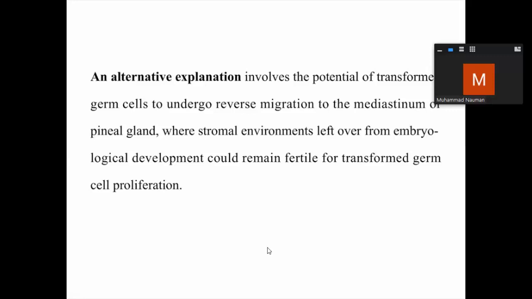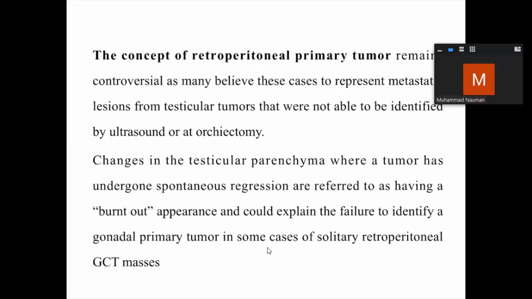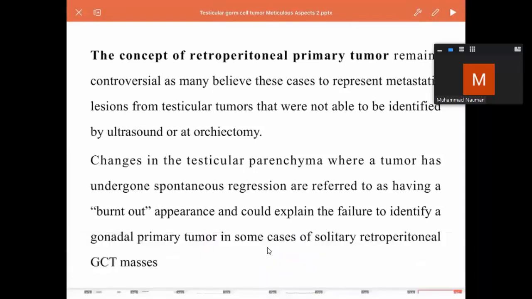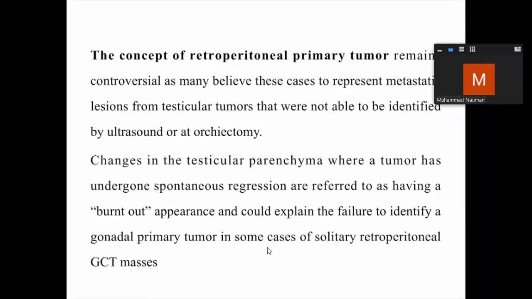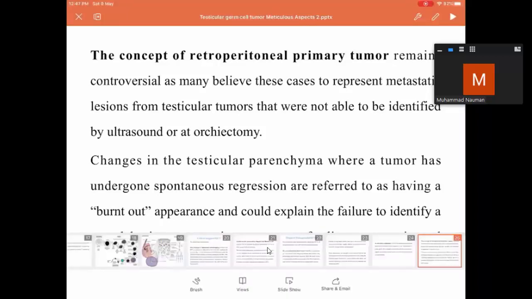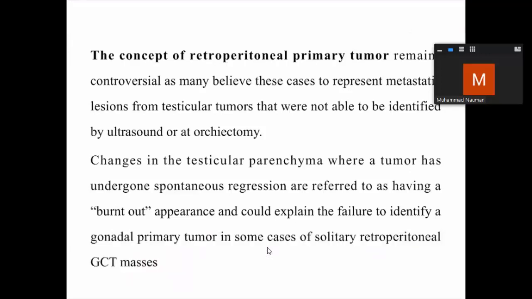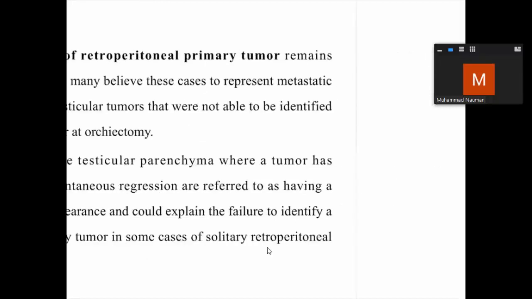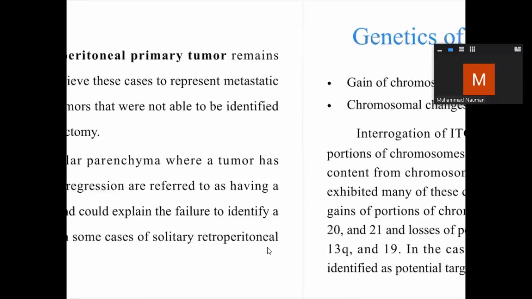The concept of a retroperitoneal primary tumor remains controversial, as many believe these cases represent metastatic lesions from testicular tumors that could not be identified by ultrasound or objective changes in the testicular parenchyma, where a tumor has undergone burn-out. This could explain the failure to identify a gonadal primary tumor in some cases of solitary retroperitoneal masses.